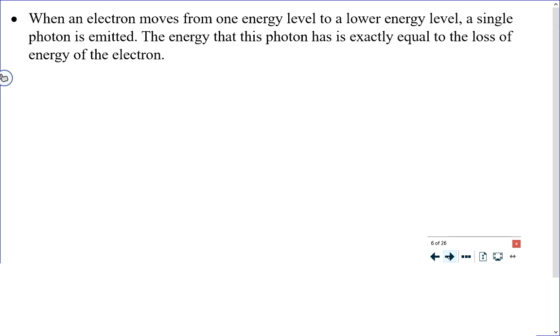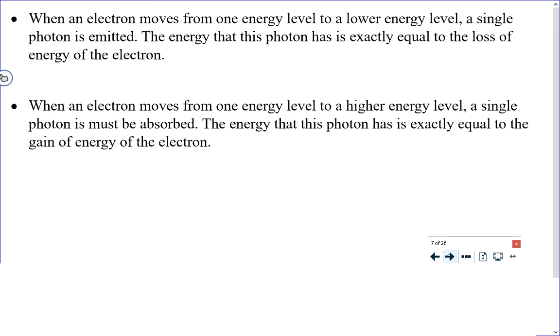When an electron moves from one energy level to a lower energy level, the electron loses energy. And if the electron loses energy, we say the atom loses energy. Where does that energy go? It goes into the production of a single photon. So whatever the amount of energy is that the electron loses when it, quote, falls to a lower energy level, that amount of energy is exactly equal to the energy that the photon is emitted. When an electron moves from one energy level to a higher energy level, it has to absorb energy.